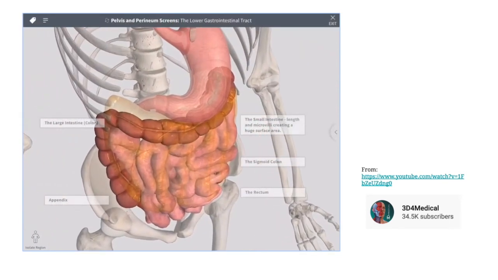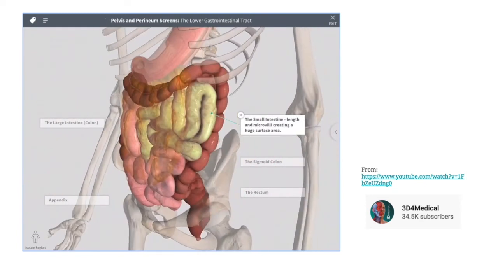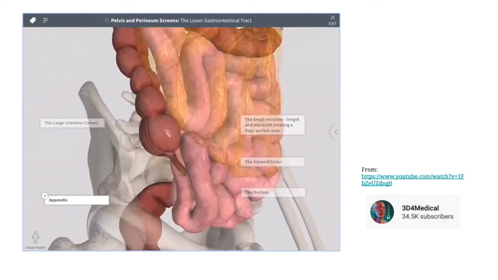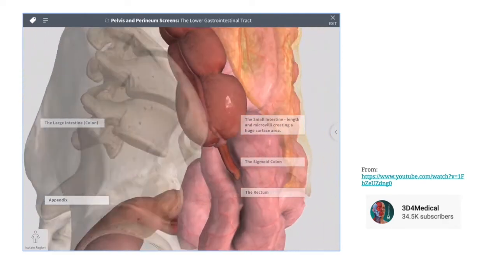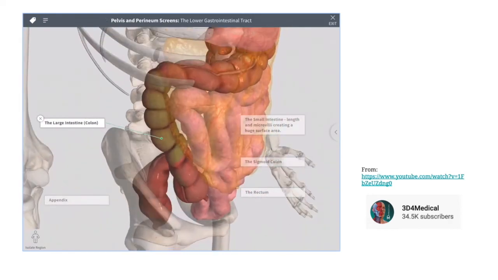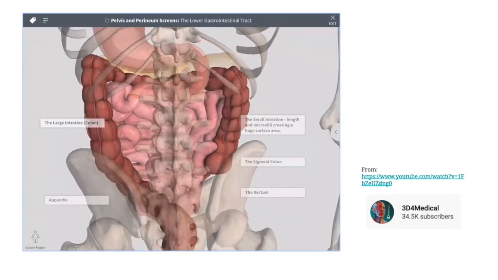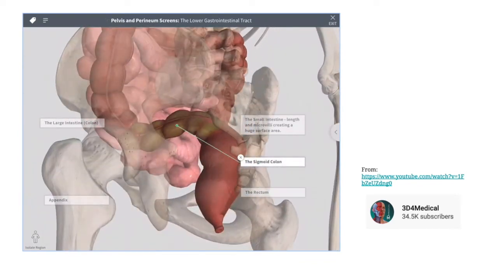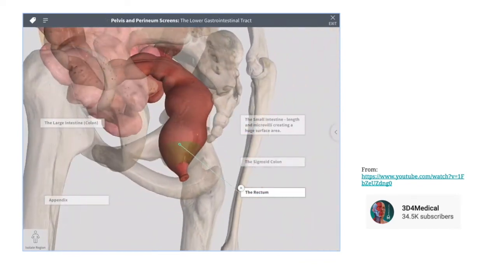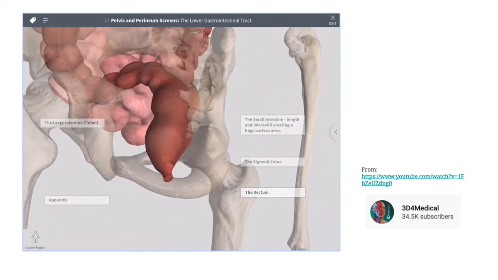The small intestine is the next area through which food travels. It is very long and has thousands of microvilli on its surface, creating a huge surface area. The appendix is at the start of the large bowel, or large intestine. The large intestine has an ascending, transverse, and descending part, ending in the sigmoid colon and then the rectum, which will store feces before they are excreted.